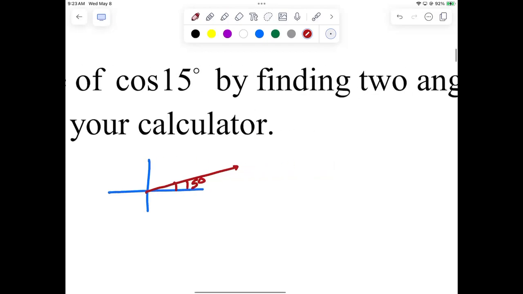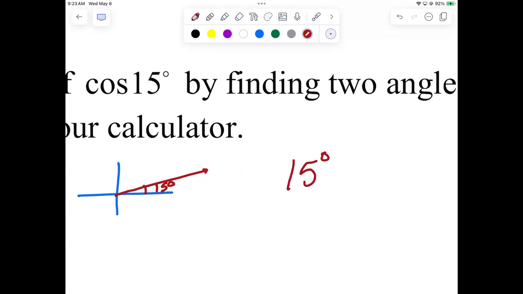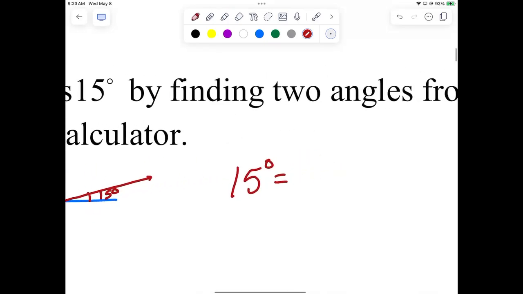So help me out here. 15 degrees is equal to what on the unit circle? Well, yes, it is pi twelfths. But what are two angles from the unit circle that add or subtract to give me 15? 30 and 45. What would I have to do with them? I would have to subtract them. So 45 minus 30 is 15, right? 45 and 30 are on the unit circle.